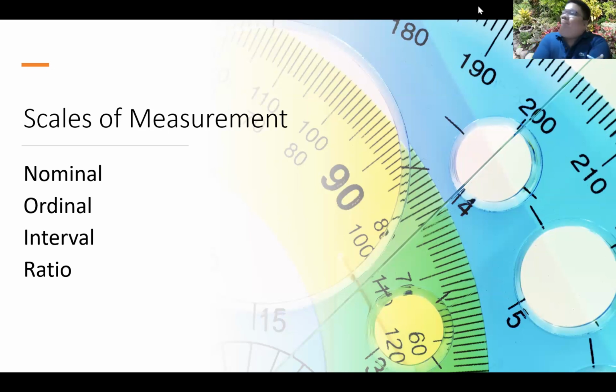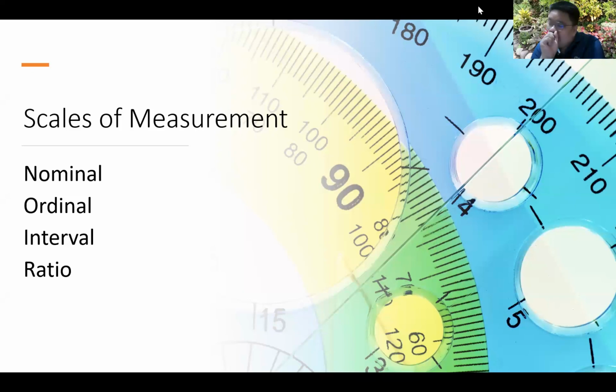Now, let's say, for example, I studied the income of the students in the College of Education. I classified them into low income, average income, and then high income. What will be the scale of measurement? Okay? Very good. That would be your ordinal data.